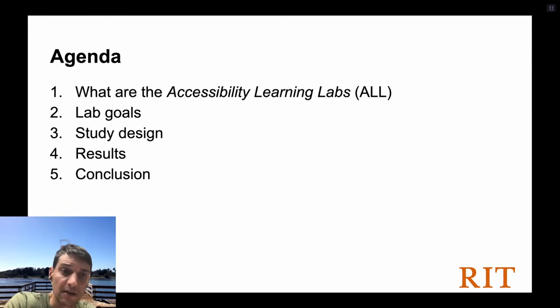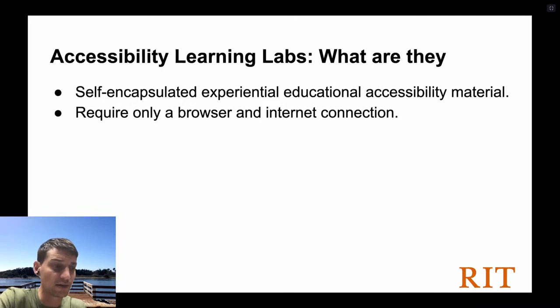So a couple things I'll talk about today are the accessible learning labs that we've created, some of the goals of the labs, the design for the study that we conducted using our created material, our results, and a conclusion. So the accessible learning labs are self-encapsulated experiential educational accessibility material, and they require only a browser and internet connection for usage. So if you are an instructor and you want to include these in your class, or you are an individual learner, all you need to do is go to our project website and you can interact with all of our material right through the webpage. As long as you have a browser and an internet connection, you're good to go.